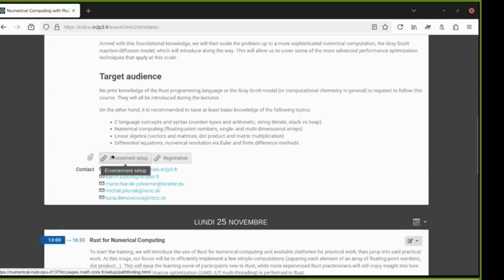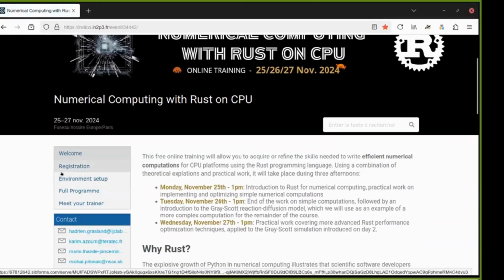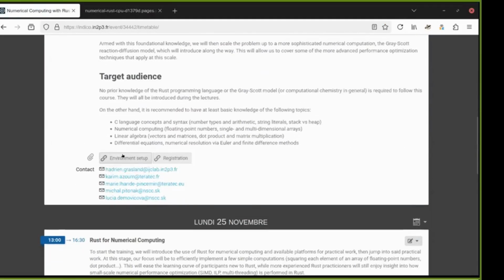Yes. So there, you start from here, for example, at the top level page. I don't know why my internet is so slow today. You have it right on the side menu, or you have it in the full program here as well.